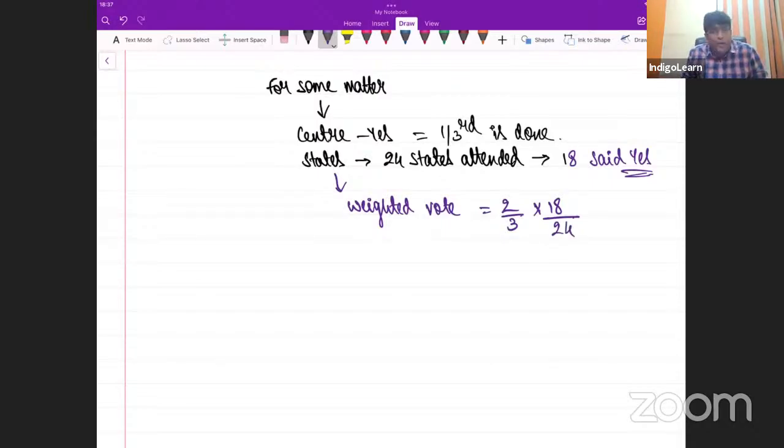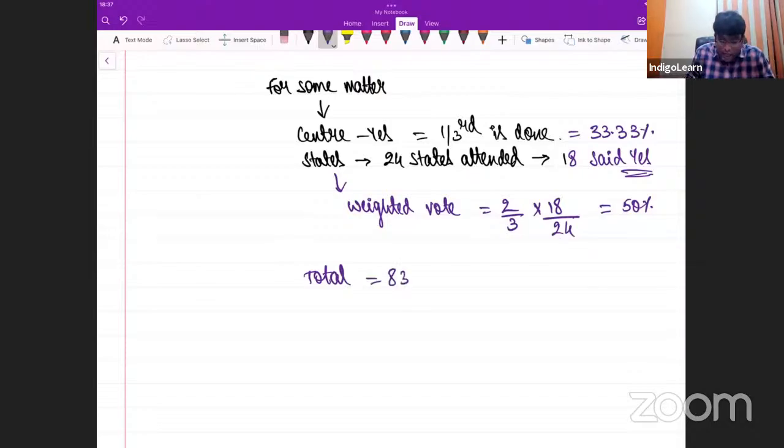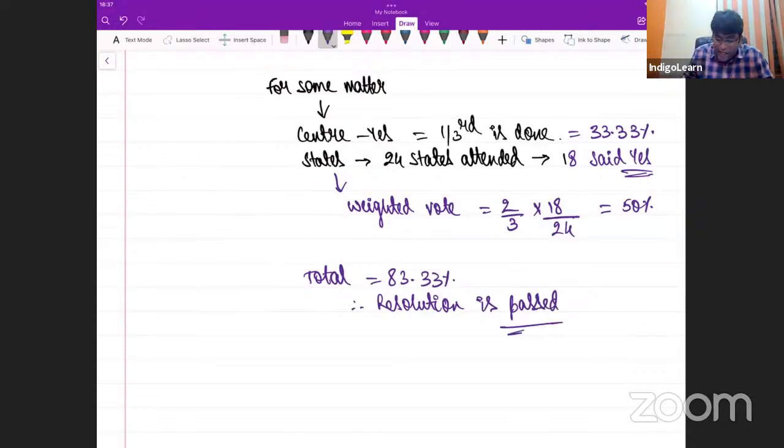2/3 into 18 divided by 24, because 18 states said yes out of 24 that attended. So 2/3 into 18 by 24 is 50%. And here 1/3 is done, which means 33.33%. So the total is 83.33%. Therefore, the resolution is passed. When I say the resolution is passed, that means the decision is taken.